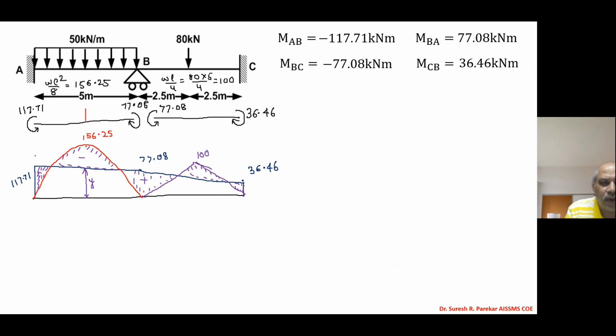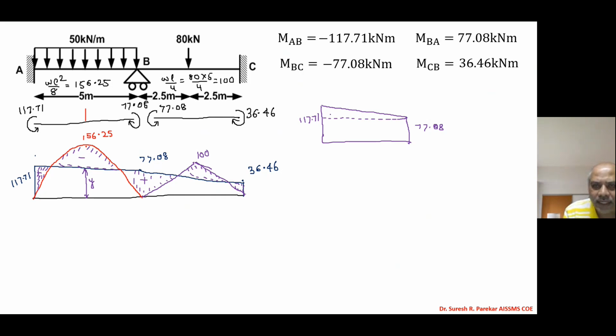Now we have to find this value and then we can go for BMD on the tension side. So this is Y. Then how will we go for this? Now I will take this on the other side and we can have this value. So I will plot it. So we have this as 117.71 and we have this value 77.08. So I will draw this line and then we have rectangle plus triangle.